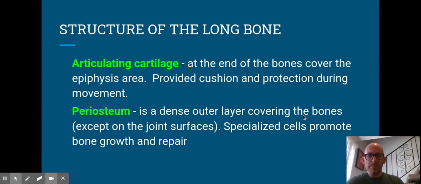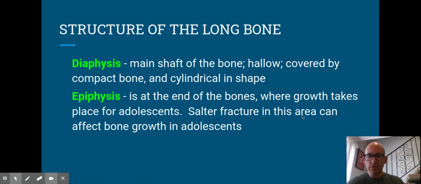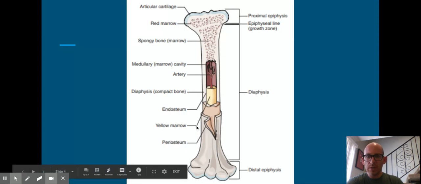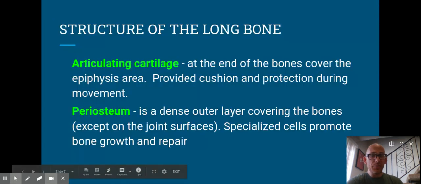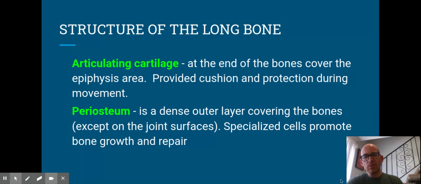The periosteum, this is the outer layer. Let's go back and look at the picture and show you where it is. There we go, periosteum. So this is the outer layer of the bone. Okay, so you can see it right there. It's really dense and compacted. This is really important because it has these specialized cells that help promote bone growth and repair of the bones. Your bones are able to repair themselves and re-knit if they do get breaks or fractures.